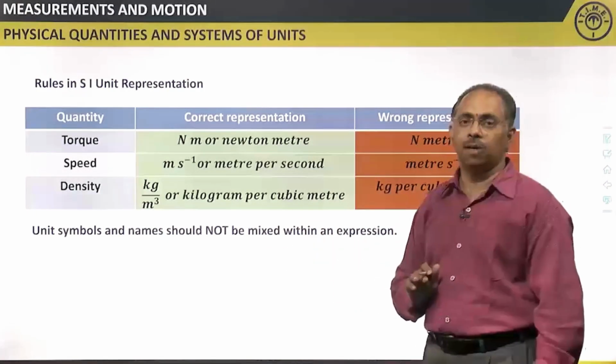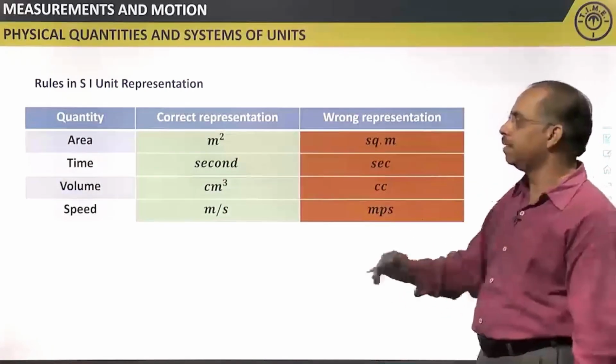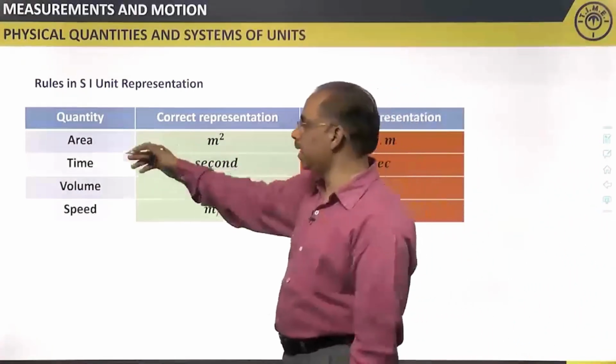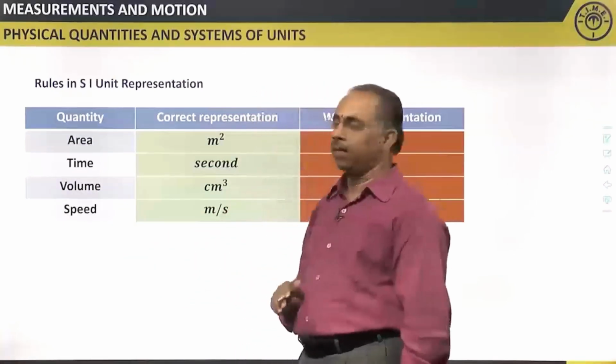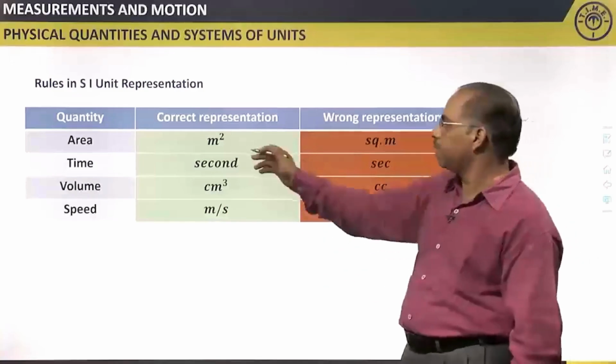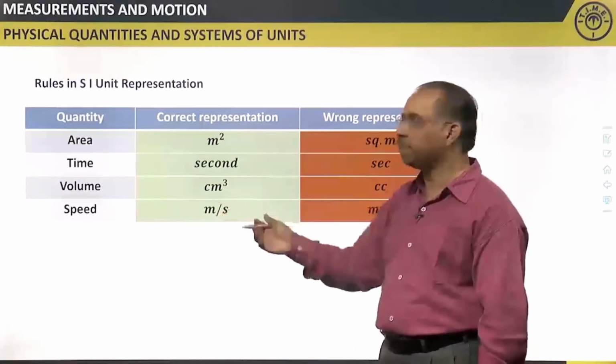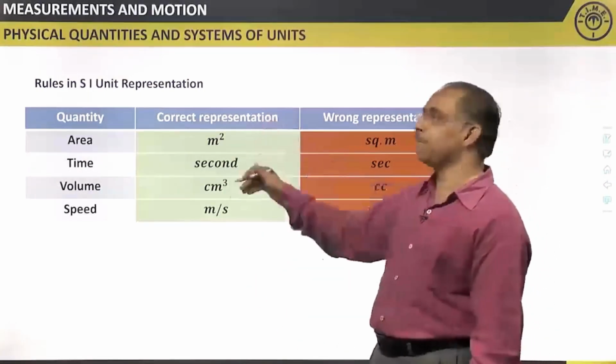Now we will go on to the next rule. Here I am taking four physical quantities: area, time, volume, speed. Almost all of these are familiar to you. Here I am writing meter square, second, centimeter cube, meter per second. These are the correct representations.